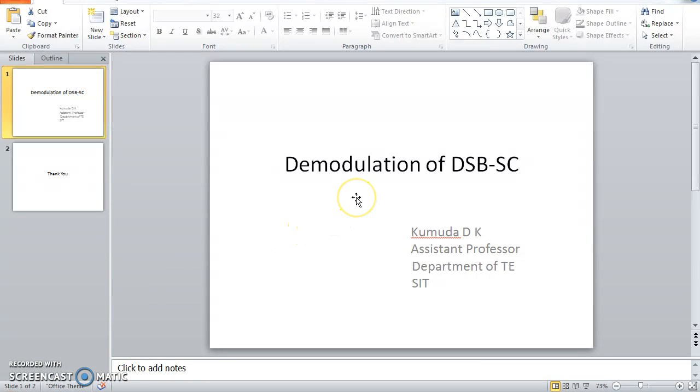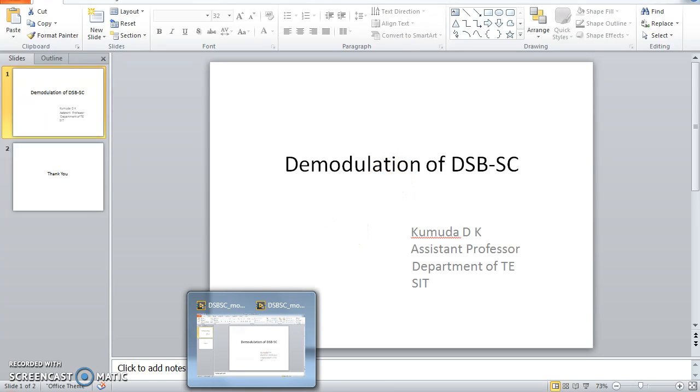Hi, welcome to the next video on the LabVIEW simulation part. So here we will be dealing with the demodulation of a DSBSC wave. So switch over to LabVIEW.